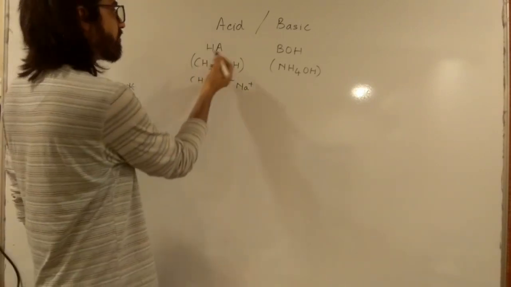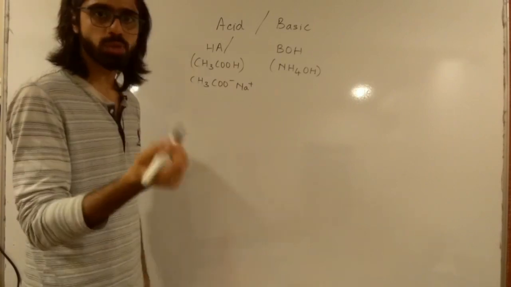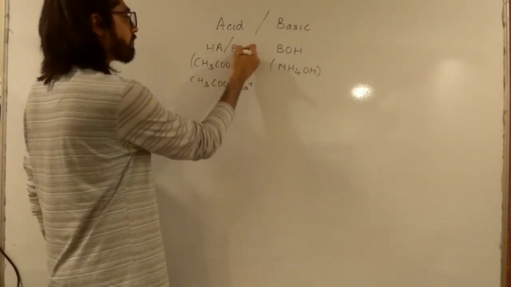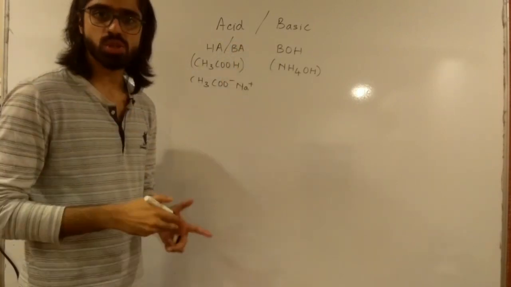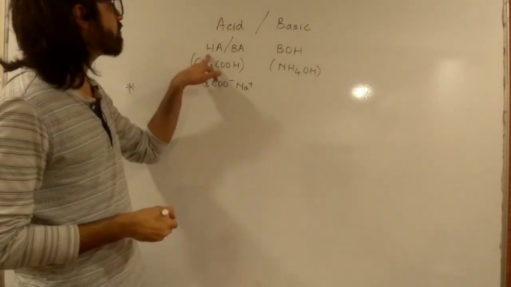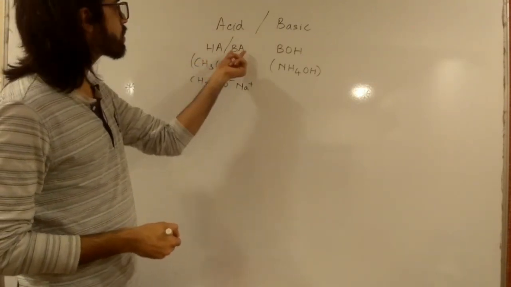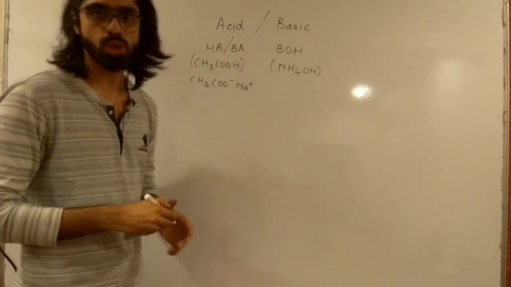In general, if HA was an acid, I can take a salt with a strong base BOH. So you can say that BOH was a strong base and the salt of HA and BOH was BA, and that is the salt of that weak acid with a strong base.